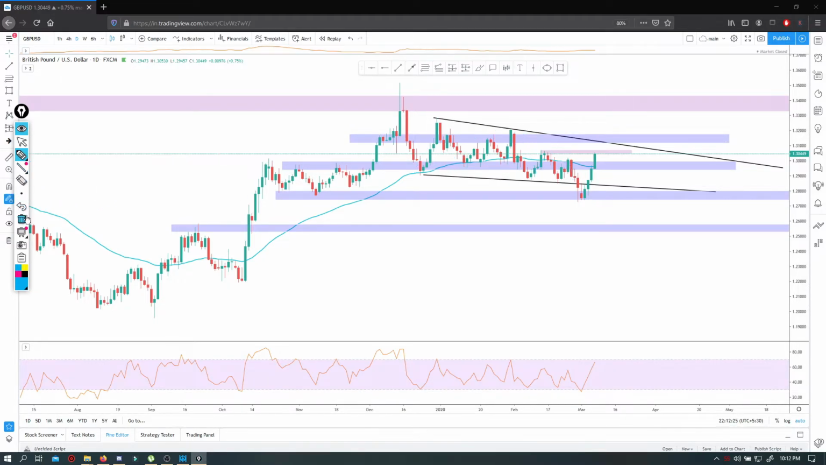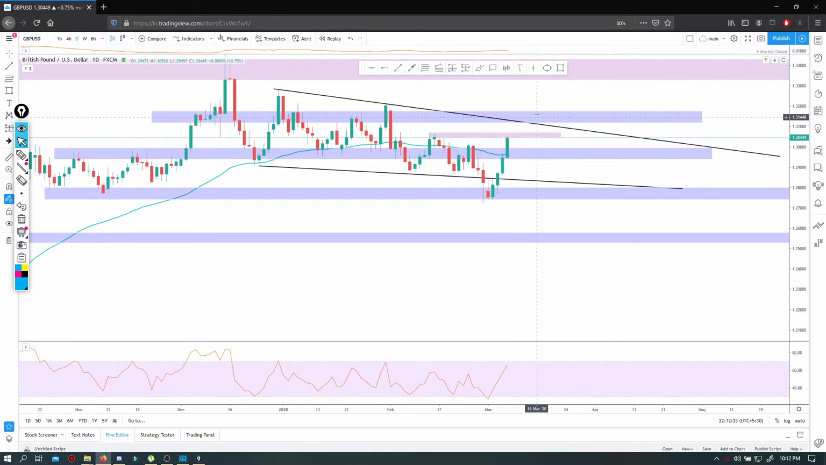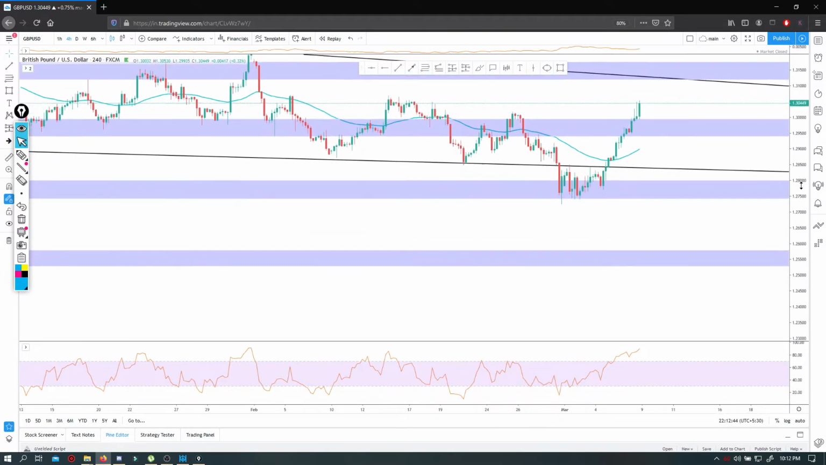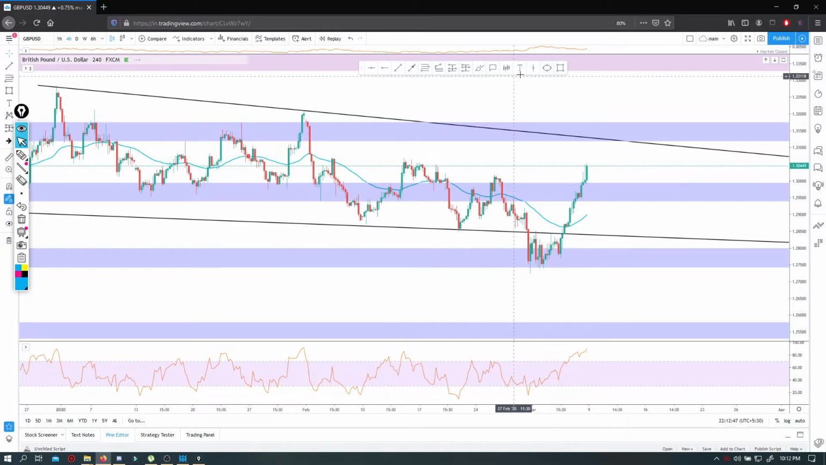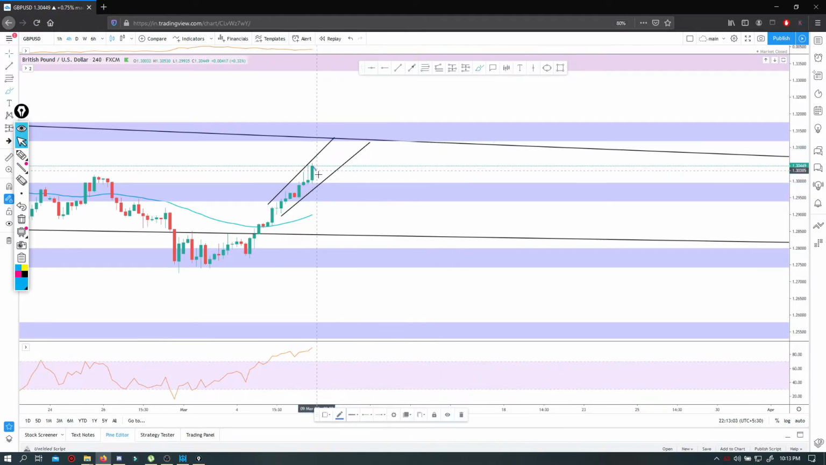So if we now look at this pair, we can see that this pair is going towards a new zone, and if we look nicely, we can see that there is also a trend line resistance. If we move to the 4-hour chart, we can see that this pair is going up, as we can see right here, making a channel kind of thing. Let me draw it nicely. You can see right here, we can see, right?